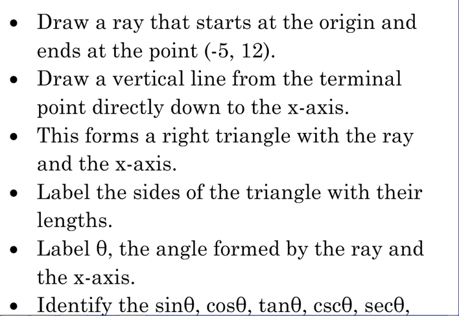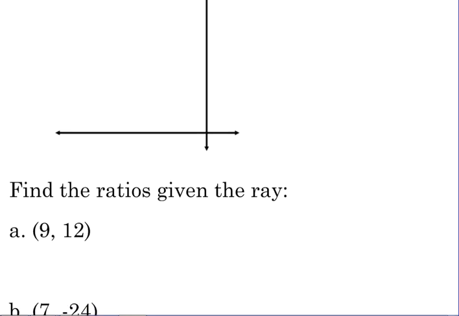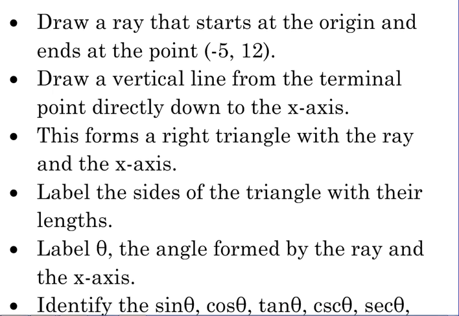So let's say there's a problem that asks you to find the ratio given by the ray. Here's what you need to do. You want to draw a ray that starts at the origin and ends, in this example, at -5, +12. We are in what quadrant? -x, +y is the second quadrant. So I've got just the second quadrant on your paper. Put that on there.